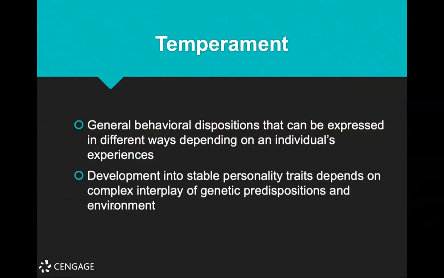Now, this brings us to temperament. Remember, Eysenck said that there's a genetic component to these personality dimensions. So let's go to the idea of temperament. What is temperament? People say that temperament is something that we are naturally born with. It's like a genetic predisposition. It stays stable over time.